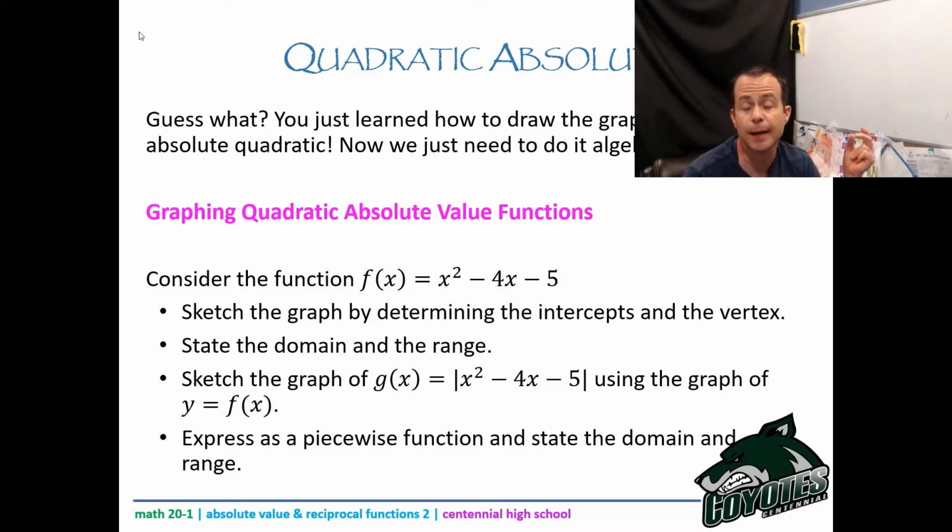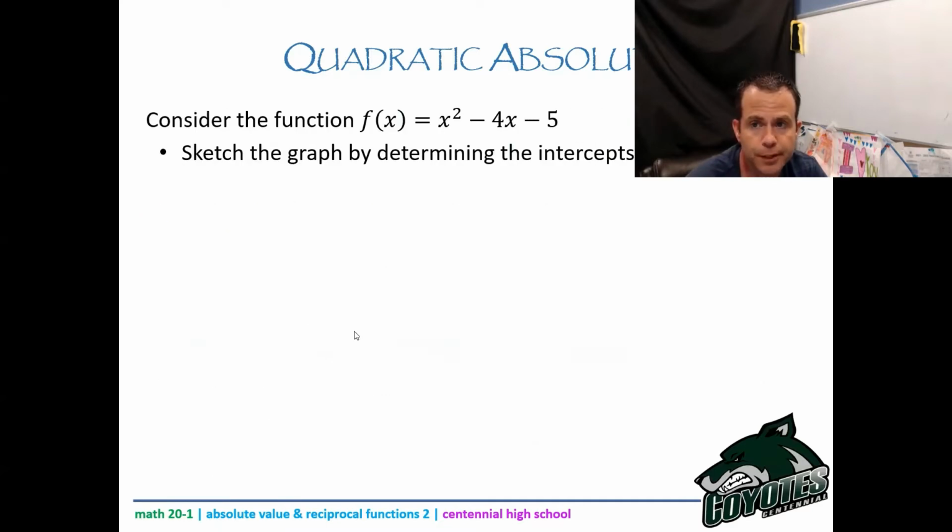Then we're going to sketch the absolute value version of that graph. And then we're going to express that as a piecewise function, and again, state the domain and the range. Okay, so here we go. First thing we're going to do is sketch the graph by determining the intercepts and the vertex.